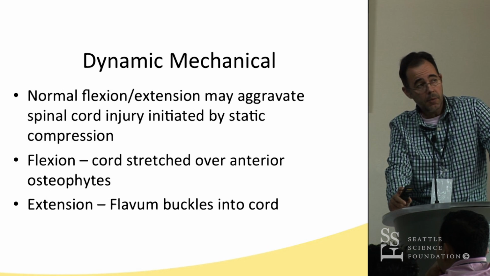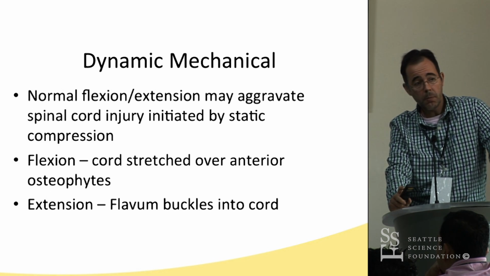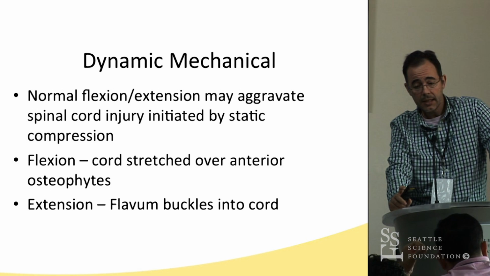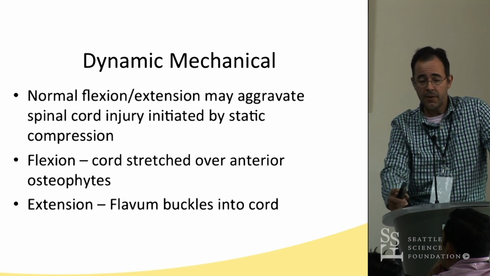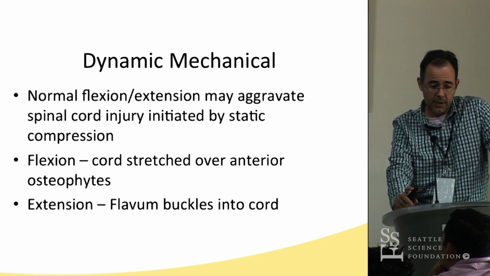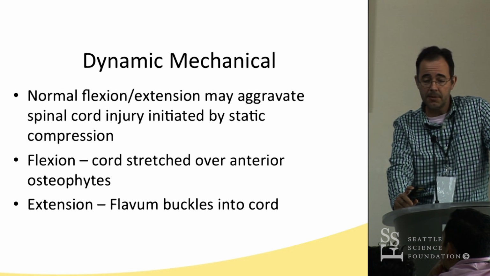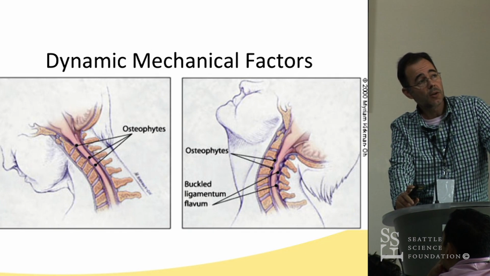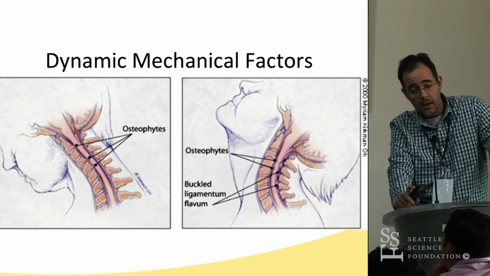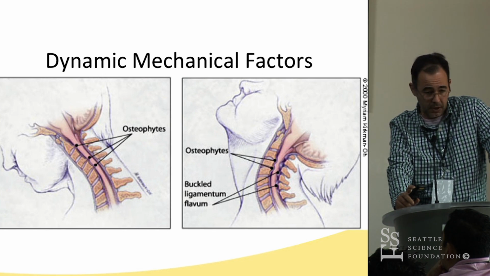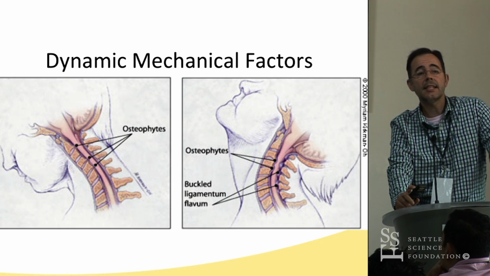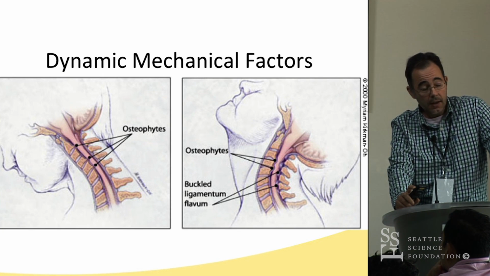Posteriorly, with extension, the ligamentum flavum will buckle and cause cord compression. With flexion, the osteophytes can cause further compression. So, a little cartoon demonstrating this process. You can see the posterior aspect of the vertebral bodies, where the discs are located. If there is osteophytic disease, when the patient flexes, they're indenting the spinal cord. When the patient extends, they are indenting the spinal cord through the ligamentum flavum.